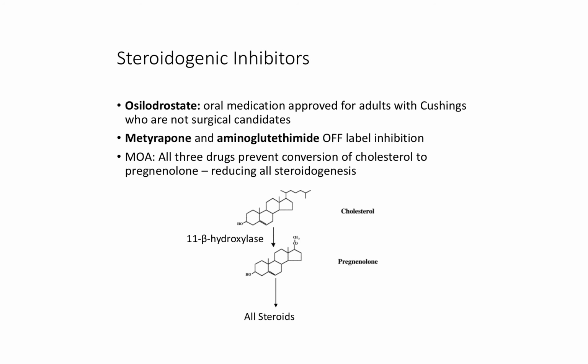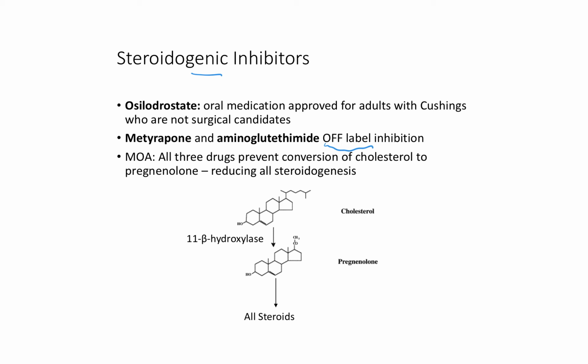All right, now we have the steroidogenic inhibitors themselves. Remember, genic comes from genesis, which means creation. So these medications are going to block the creation of adrenocorticotropic hormones. There is one that's FDA approved. Osilodrostat is an oral med that's approved for adults with Cushing's who aren't surgical candidates, and it seems to be very useful. Metyrapone and aminoglutethimide are off-label drugs that are used for inhibition of steroidogenesis in cases of hypercortisolemia.